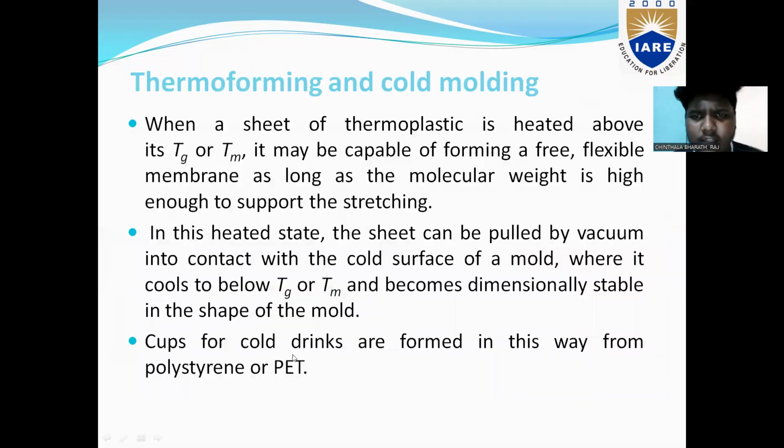Now, thermoforming and cold molding. When a sheet of thermoplastic is heated above its Tg or Tm, it may be capable of forming a free, flexible membrane as long as the molecular weight is high enough to support the stretching. In this heated state, the sheet can be pulled by vacuum into contact with the cold surface of the mold, where it cools to below Tg or Tm and becomes dimensionally stable in the shape of the mold. Cups for cold drinks are formed in this way from PET.